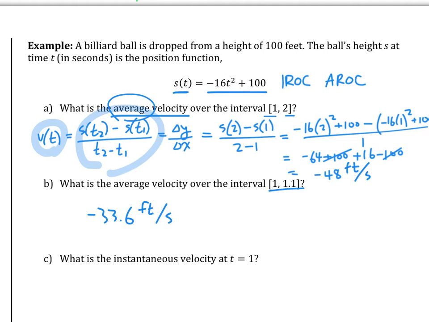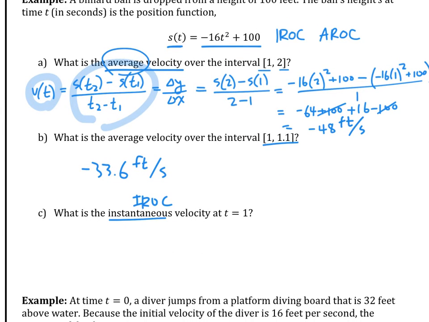Then part C says, what is the instantaneous velocity? So this is kind of a dead giveaway, right? Instantaneous. So what are they asking for? They're asking for IROC. So how do you find IROC? You just find the derivative. So we know that the derivative of the position function is velocity. So then we have to find the derivative of the position function.